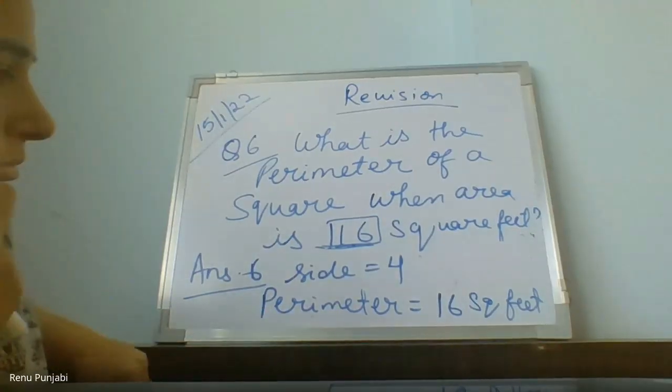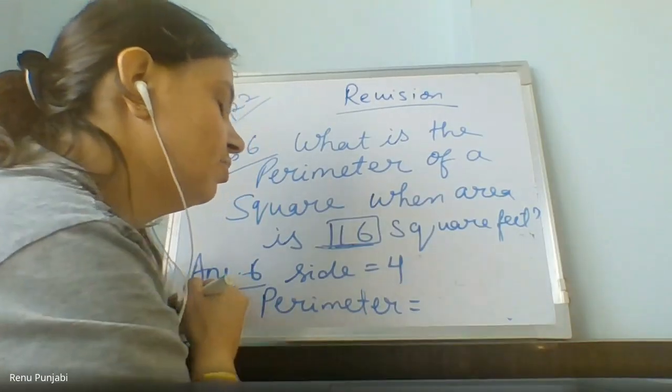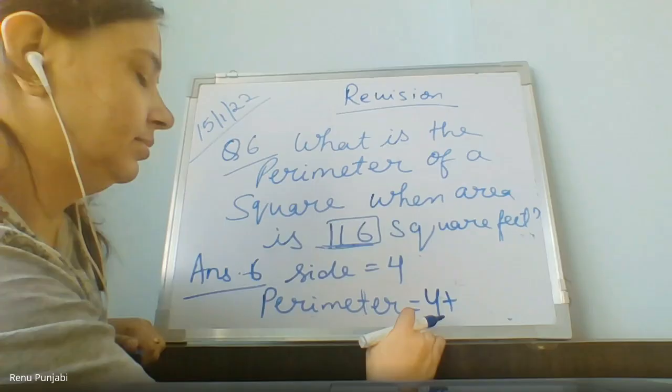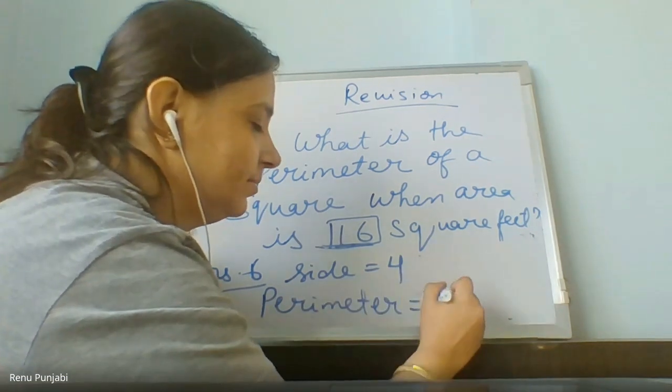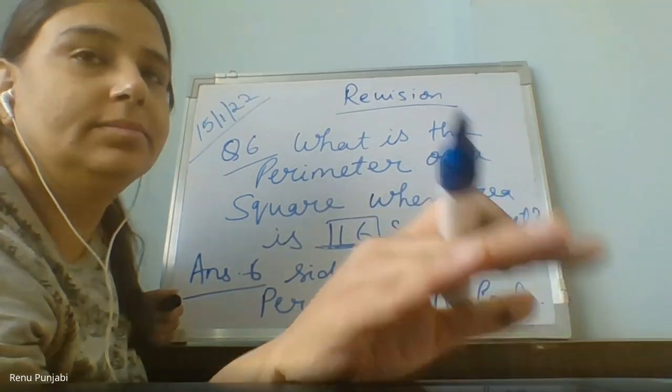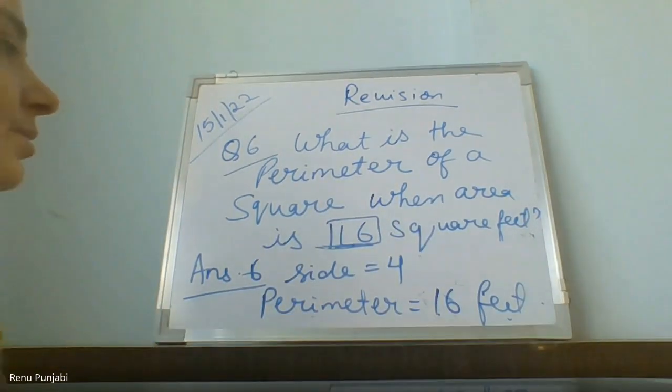Finding the perimeter of a square, multiply by 4, 4 times 4. Ma'am, you wrote adding, wrong. Why? Perimeter is equal to 16 square feet, because one side is 4. Ma'am, it's the perimeter, so we can't write square feet. Oh yes, sorry, that is correct. Very good, students.